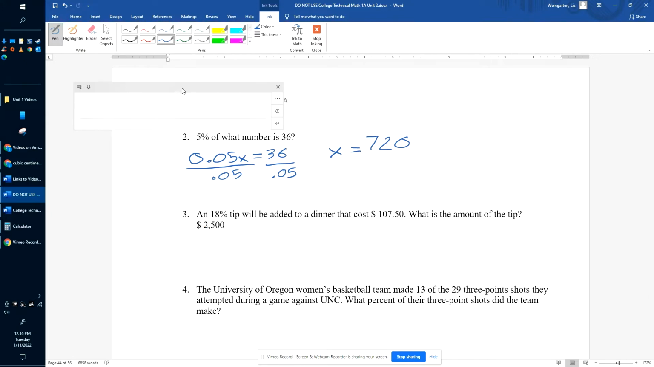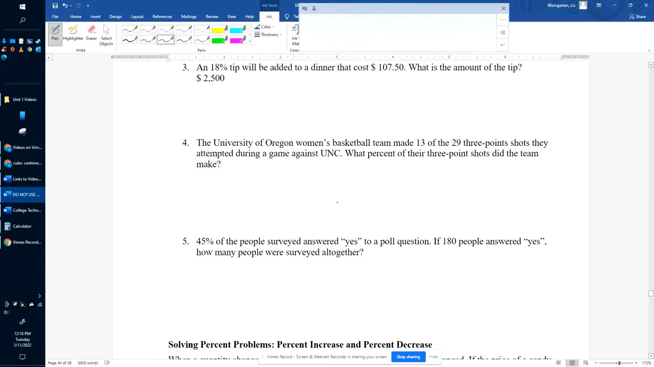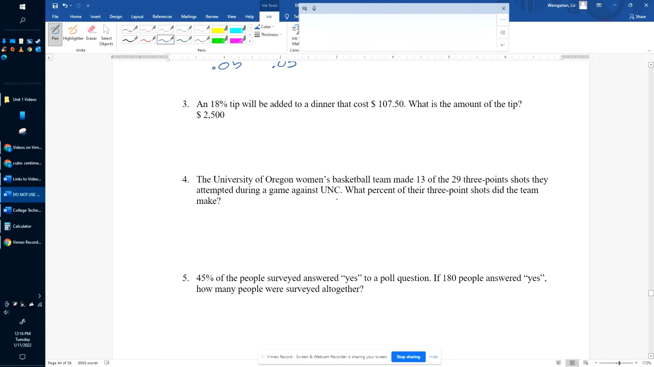All right, some real life wordy word problems. An 18% tip will be added to a dinner that costs $107.50. What is the amount of the tip? We can cross this out. So what is the amount of the tip?